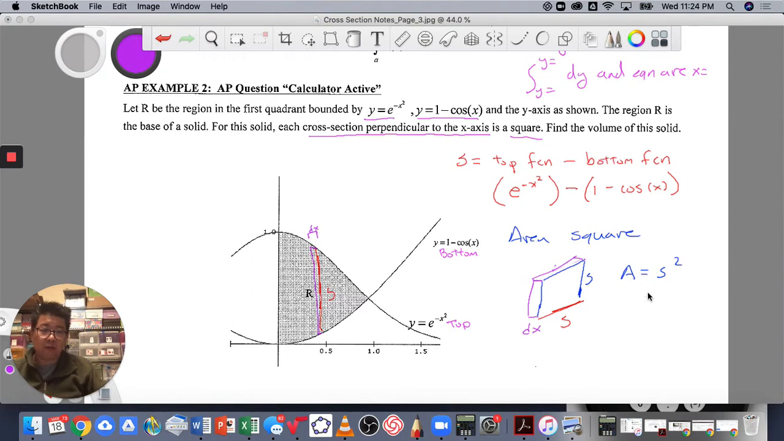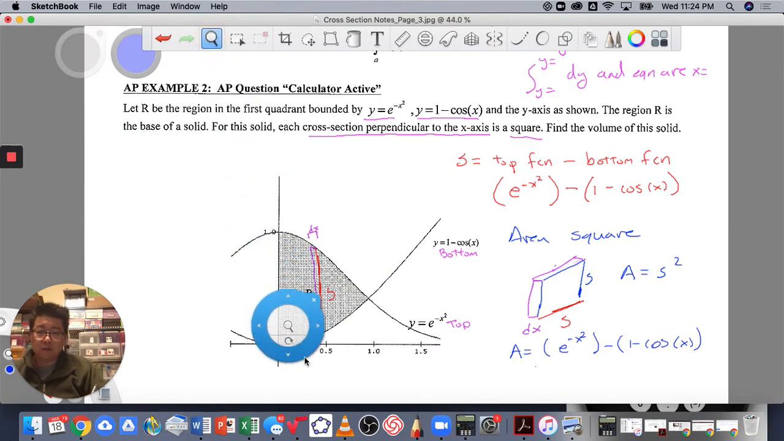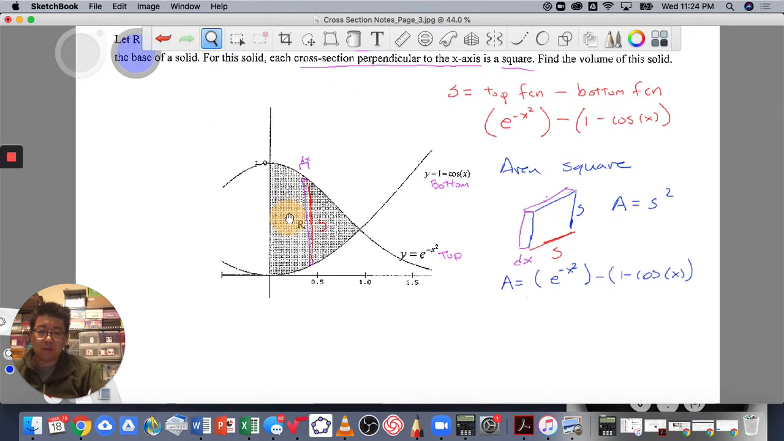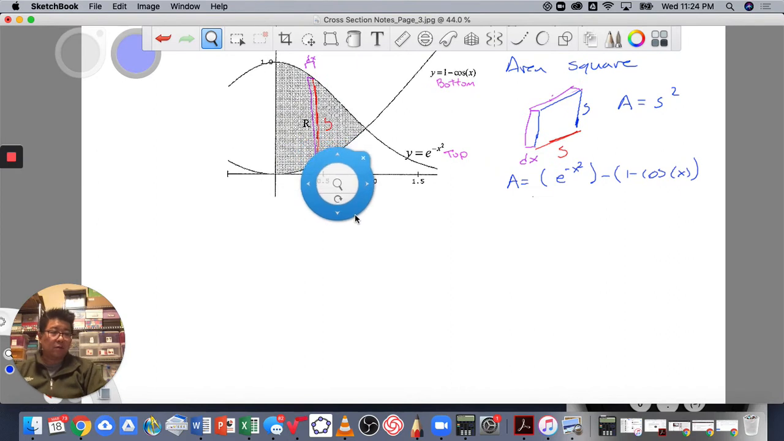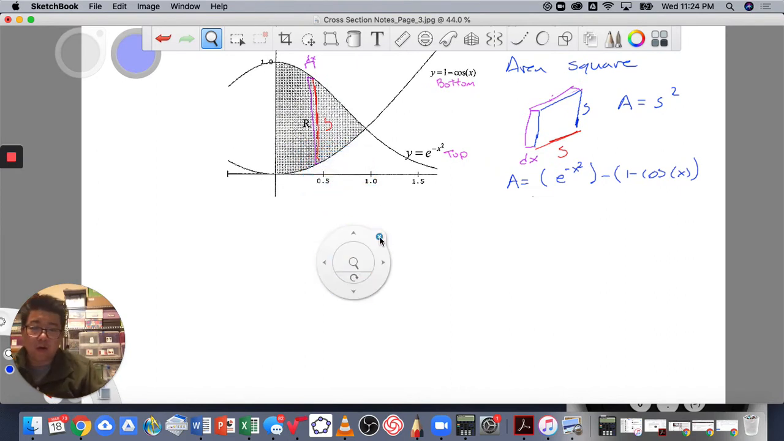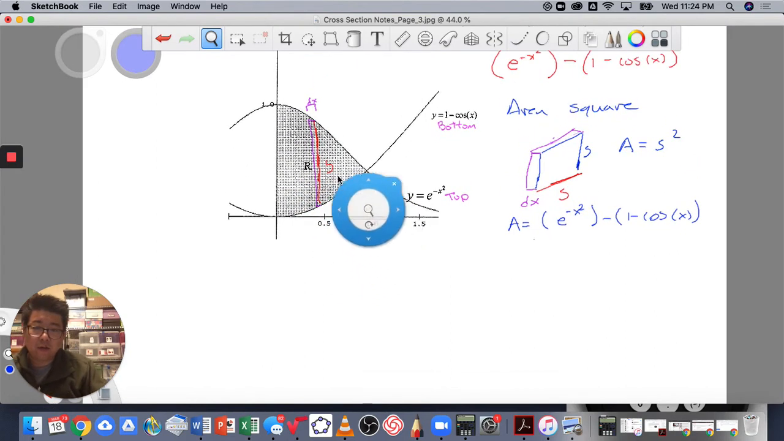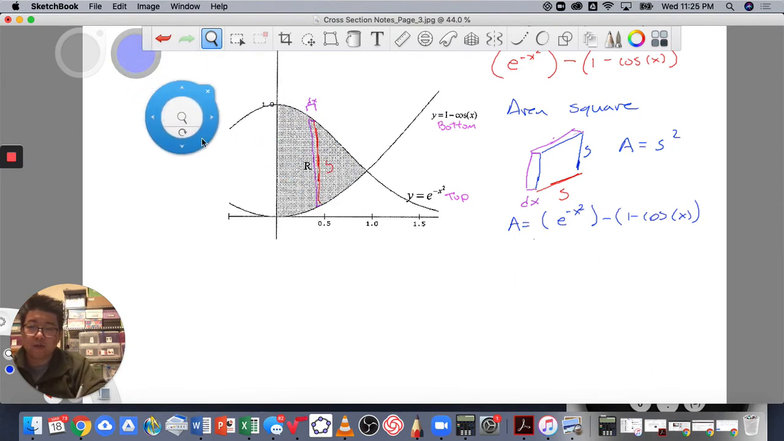Now, so how do we figure out what the area is? Well, the area will be, in this particular case, our S. We already figured out what S was, so we are good to go. Okay, 1 minus cosine x. All right. Okay, so now all we need to do now is set up our integral. Let's do that.